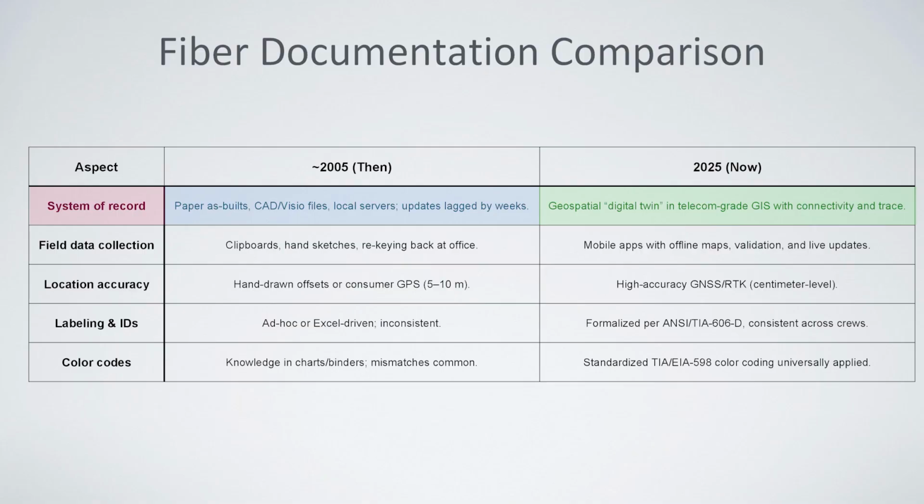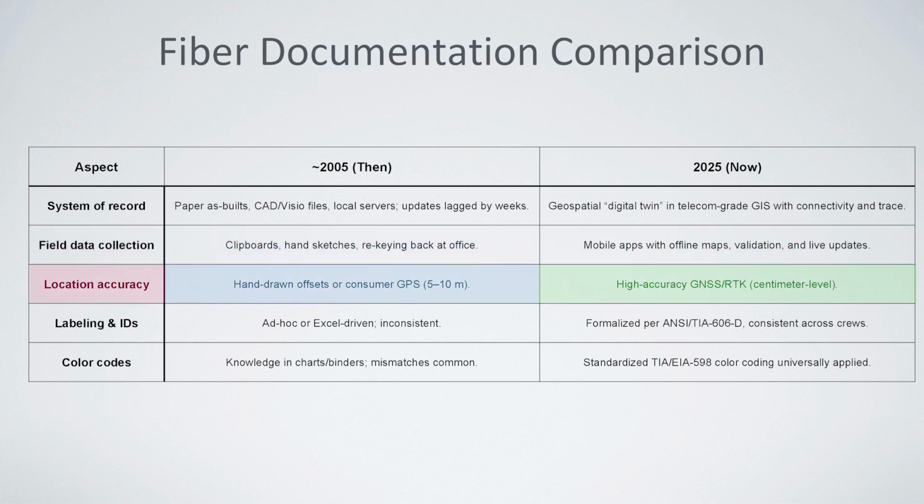In 2025, fiber documentation has evolved into a fully digital and connected ecosystem. Modern cable operators use telecom-grade GIS platforms to maintain a live digital twin of the network, showing every fiber, splice, and connection in real time. Field data is collected through mobile apps with offline mapping, validation, and automatic synchronization to central systems.